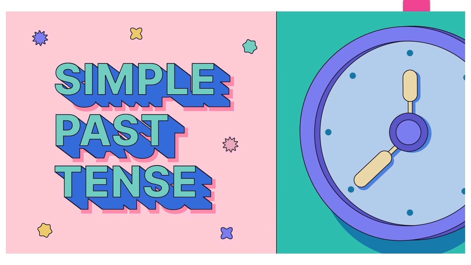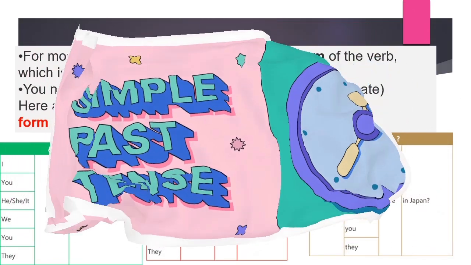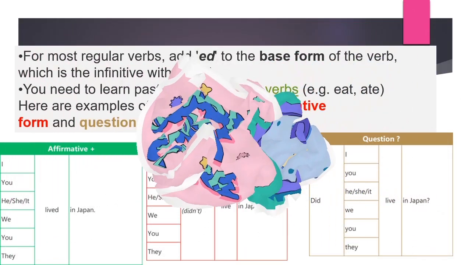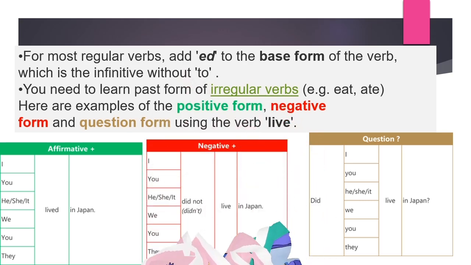Now, let's talk about simple past tense. We use simple past tense when we are talking about something that happened in the past and it's already over. Here are examples of the positive form or affirmative, the negative form, and the question form using the verb live. I lived in Japan. I didn't live in Japan. Did you live in Japan?